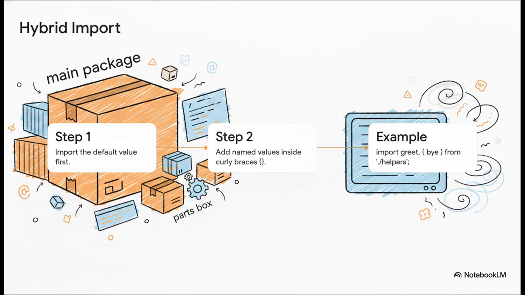So how do you receive a hybrid shipment like this one? The syntax is very, very specific, so you'll want to get this right. You list the name for the default import first, in this case, greet. That's followed by a comma, and then you list any named imports you want inside the curly braces. The order really matters here. Default first, then the named ones.